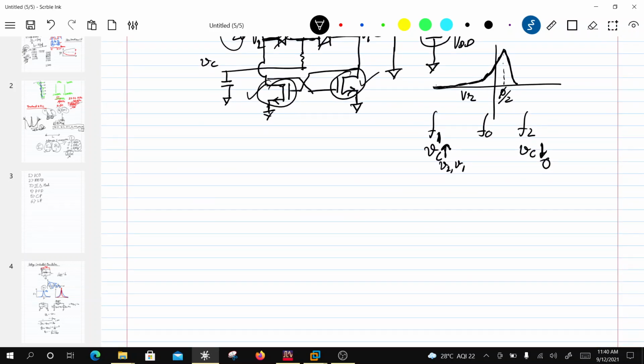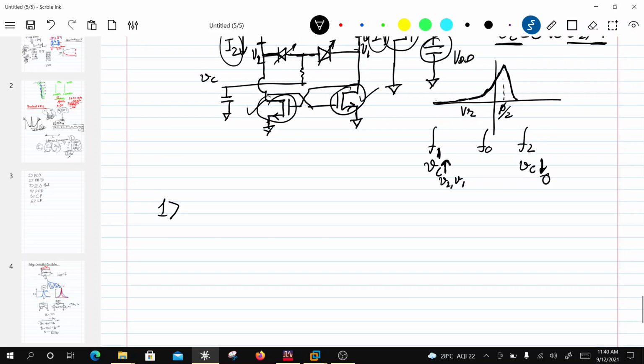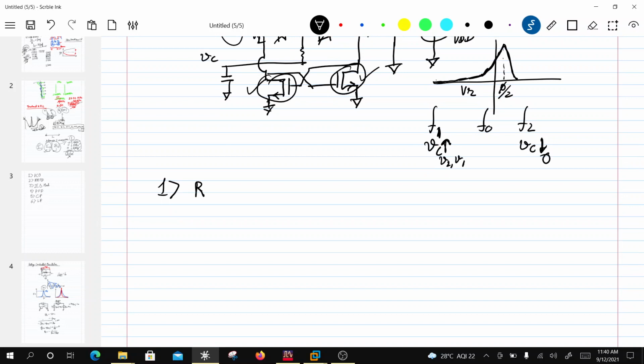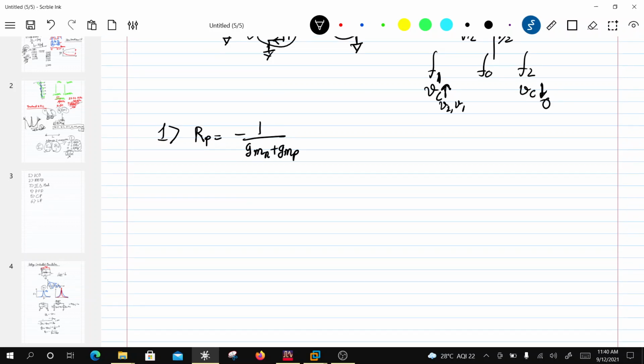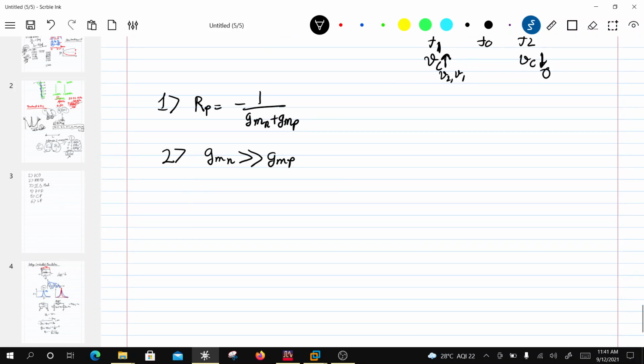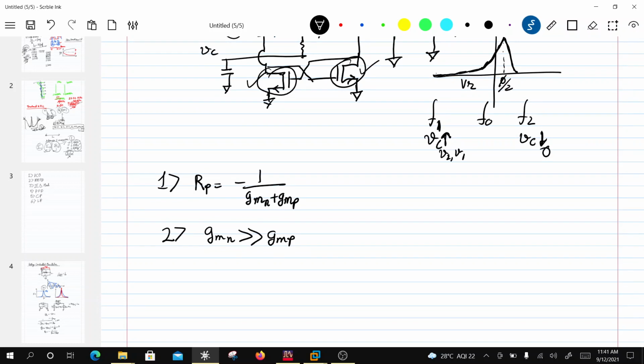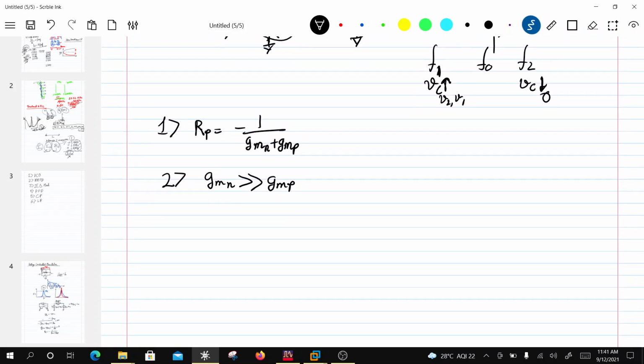Okay, so first of all, what did we see? We saw RP should be equal to -1 over GMN plus GMP. Okay, so this is the first thing we had to prove. Second, we assume that GMN is much larger than GMP, which means that NMOS devices are small compared to PMOS devices, right. So what's the benefit of that?